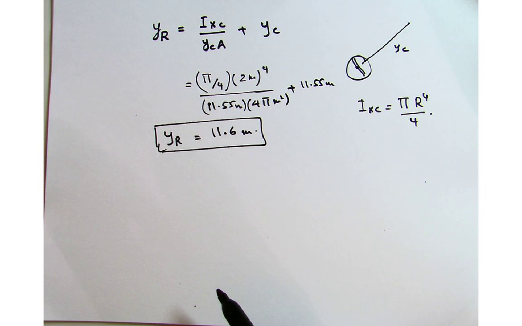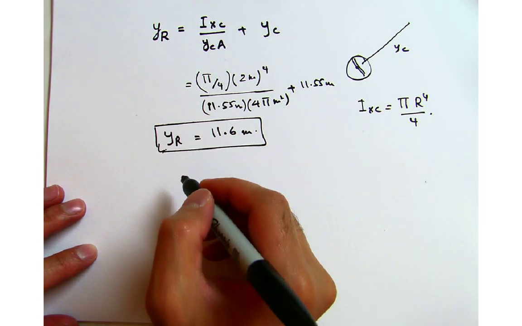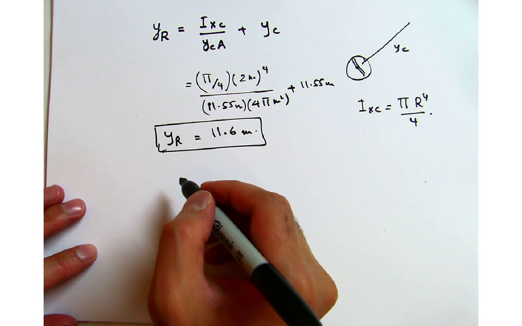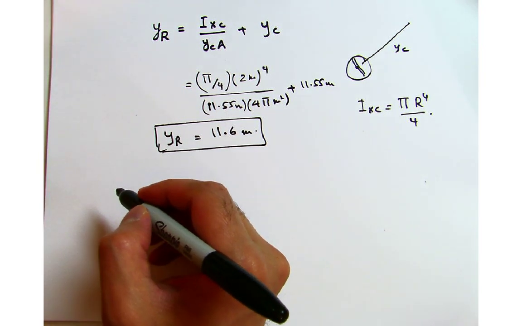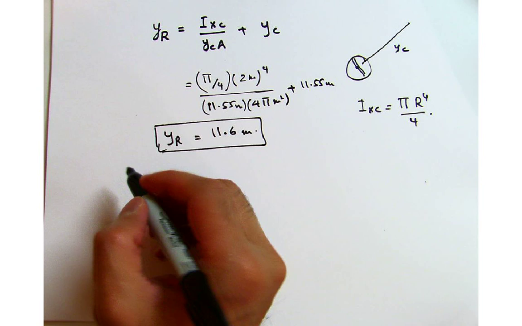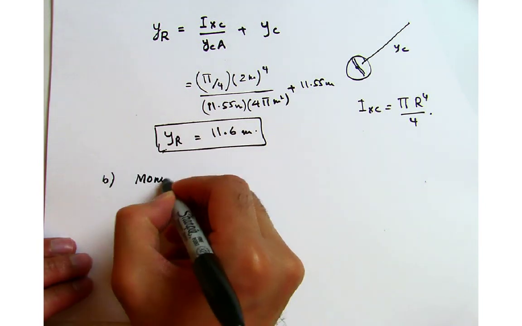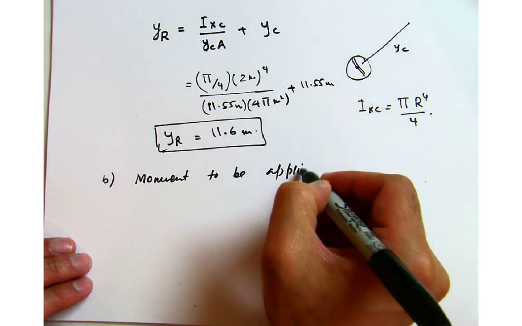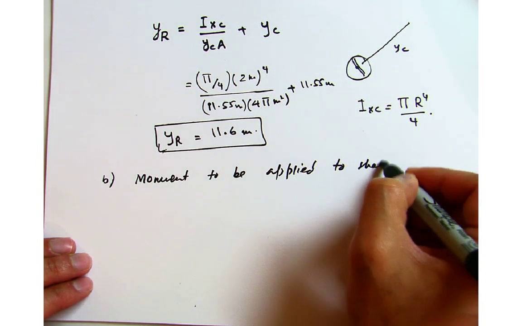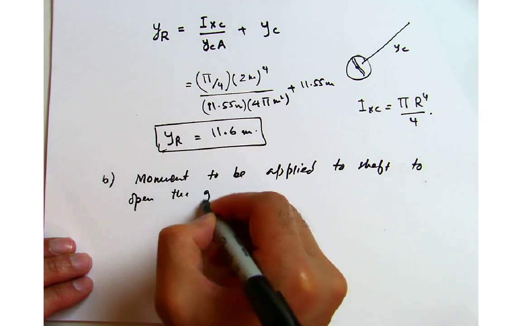Okay, so once we have this, the next thing we want to find is the moment that would be applied to the shaft to open the gate. So we have to find the moment to be applied to the shaft to open the gate.